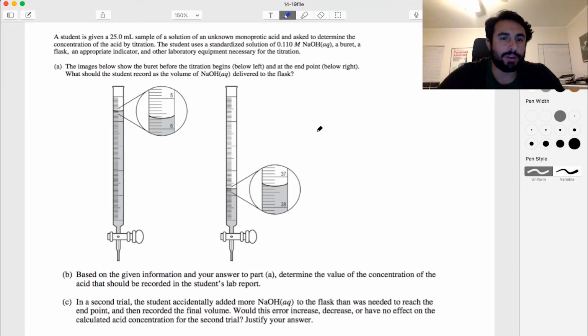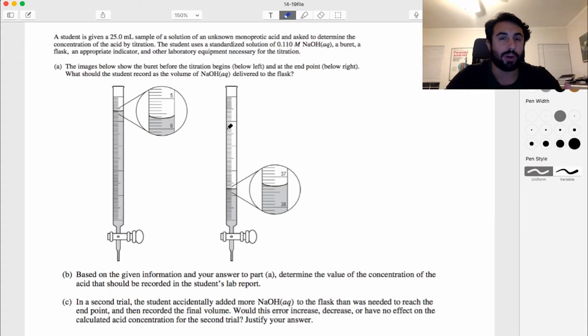Okay, we have a short one regarding titration here. So we have 25 milliliters of an unknown monoprotic acid. So we know it's monoprotic, and we want to determine the concentration of the acid by titration. Very straightforward. The student uses a standardized solution of 0.110 molar sodium hydroxide, a burette, a flask, an indicator, and whatever we need. We're doing a titration. Very standard. So this is the information they're giving us.